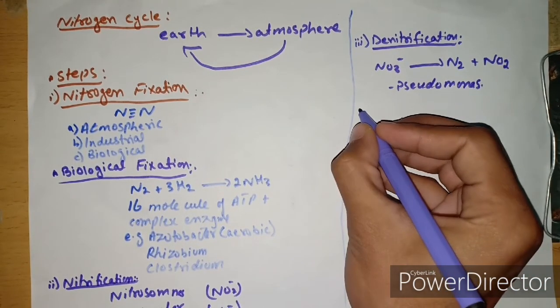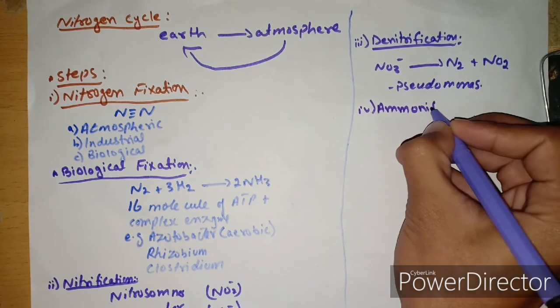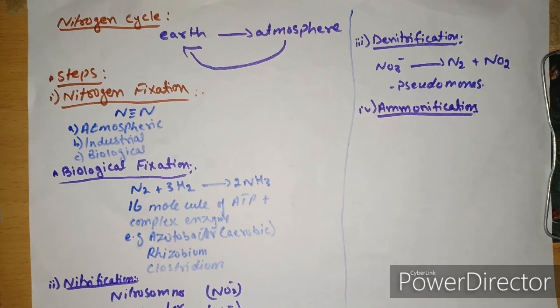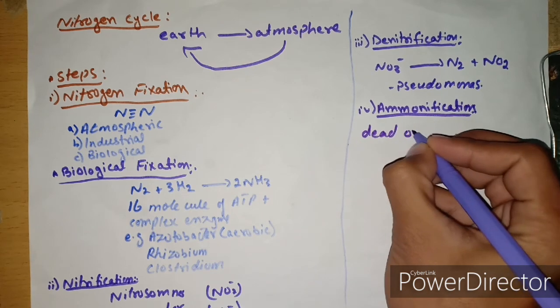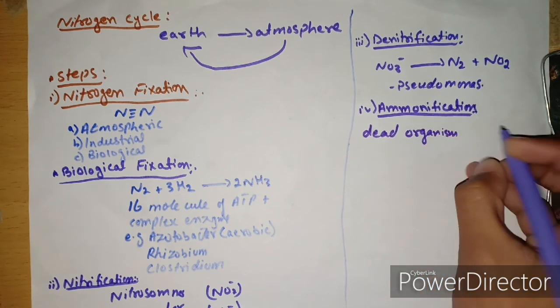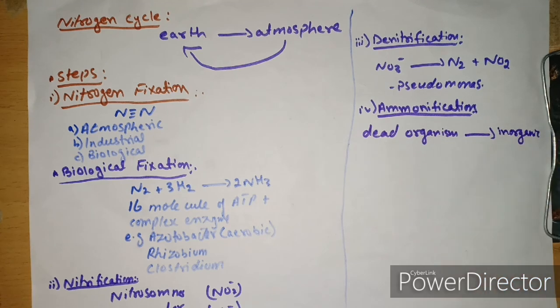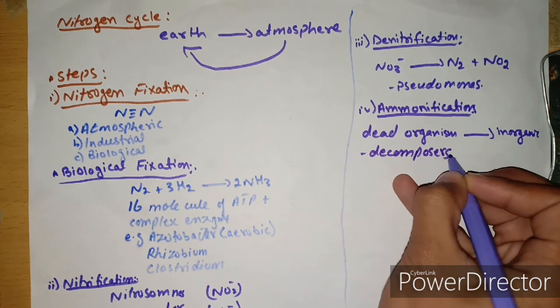The last step is ammonification. It is a conversion of organic form of nitrogen into inorganic nitrogen. We can say that organic nitrogen which is present in dead organic material, dead organisms, is converted into inorganic form. This process is carried out by decomposers, such as bacteria and fungus.